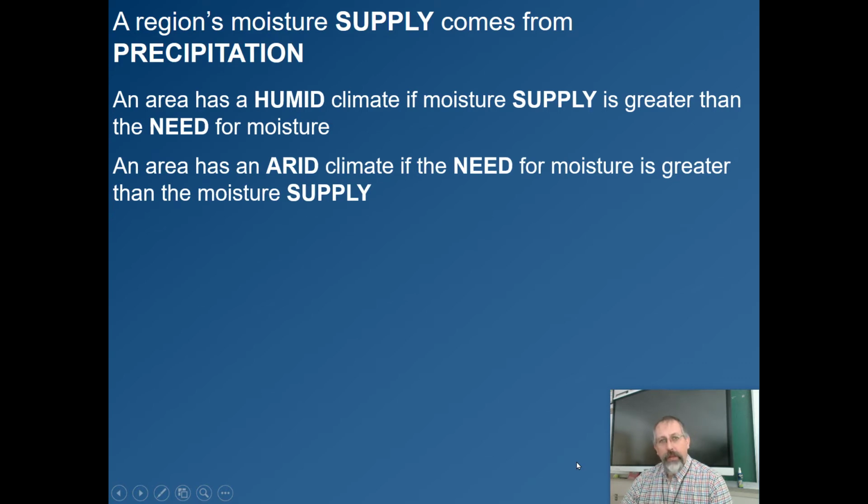An arid climate is going to have a big need for moisture, but not enough supply. So it ends up being dry. You need a lot, but you don't get it. It's dry.